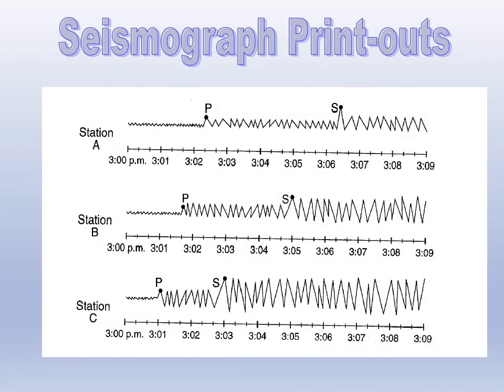So here is an example of how we do it. You can see our seismograph stations and the distance. Just by looking at this, you can see station C would be the closest because it has the least time lag, and station A would be the furthest because it has the greatest time lag.